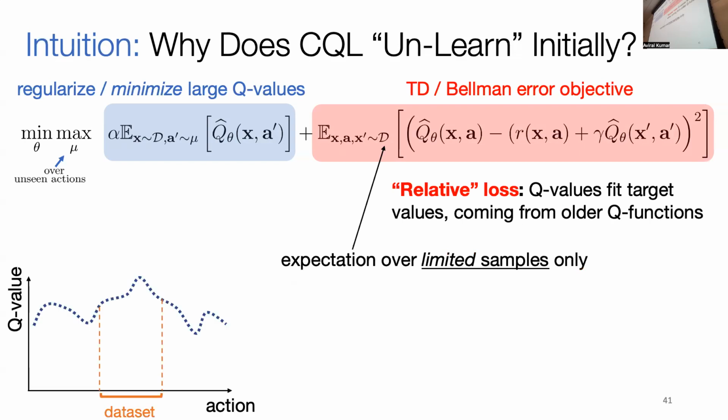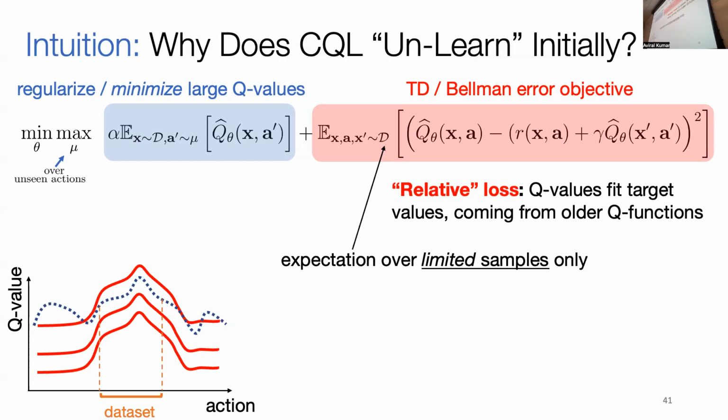So if you were to plot, let's say, the Q value at a particular state as a function of actions, assume 1D actions for now, and assume that this is the ground truth Q function, you'll end up seeing that many different learned Q functions, shown in red, can attain the same TD error. They'll all attain a similar relative loss because, relative to their own target values, they have a similar difference.